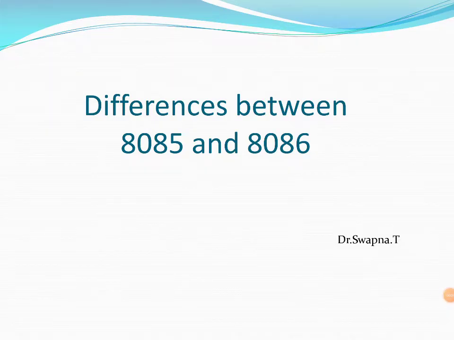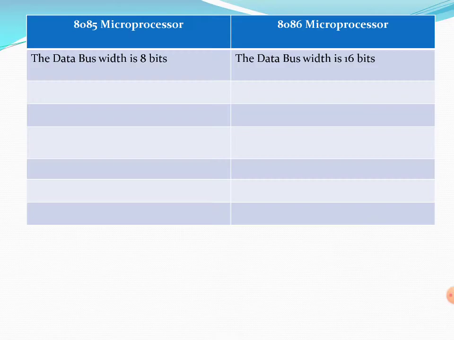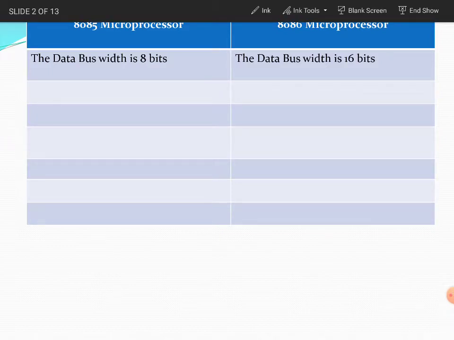Hello everyone. In this session we will discuss the differences between two very important microprocessors, 8085 and 8086. First, talking about the differences between the 8085 microprocessor and 8086. The 8085 microprocessor is an 8-bit microprocessor, whereas 8086 is a 16-bit microprocessor.